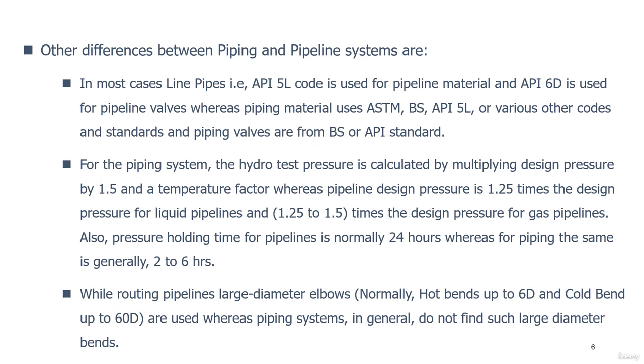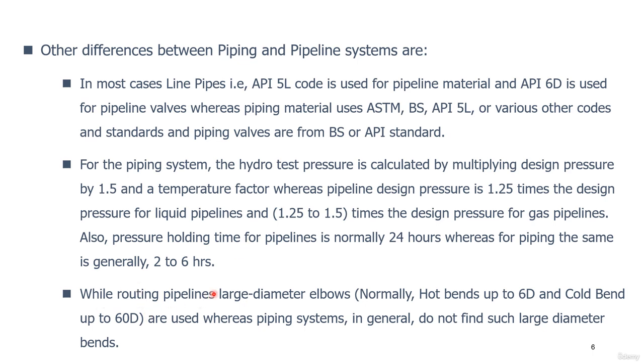For the piping system, the hydrotest pressure is calculated by multiplying the design pressure by 1.5 and a temperature factor, whereas for pipelines it is usually 1.25 times the design pressure for liquid pipelines and 1.25 to 1.5 times the design pressure for gas pipelines. Also, the pressure holding time for pipelines is normally 24 hours, whereas for piping systems, it is usually 2 to 6 hours. So during hydrotest also there is a difference between piping and pipeline systems.